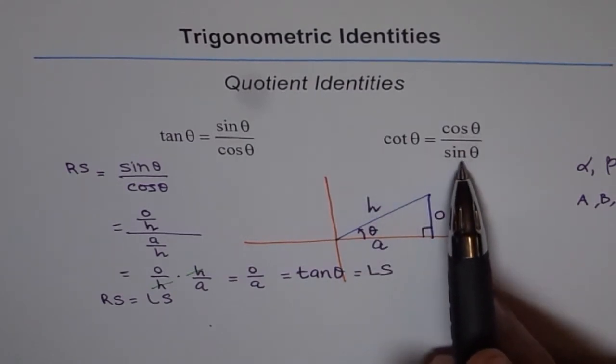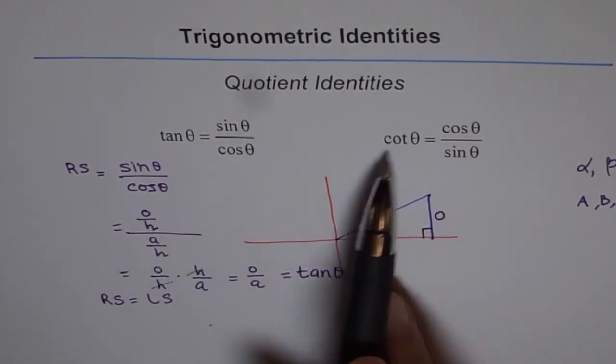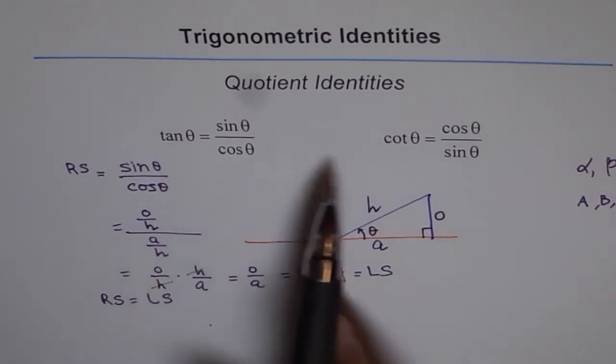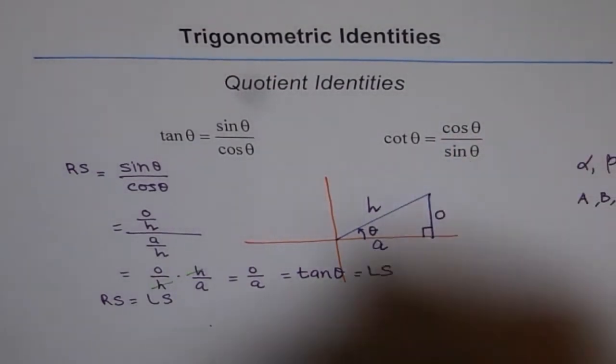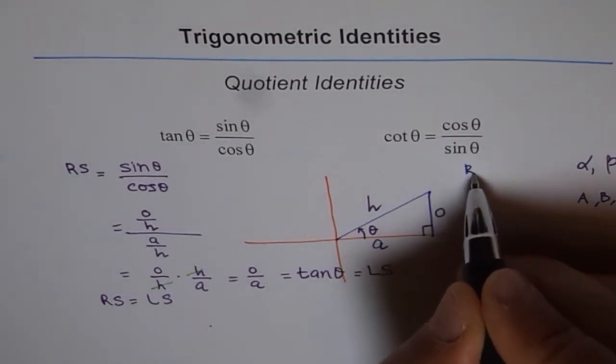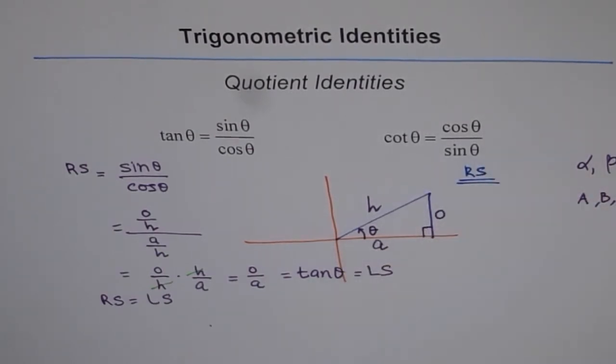Cotangent is cos over sine. Well, we could say cotangent is the reciprocal of tangent, so 1 over tangent will be cos over sine. We could do that, but let's go through the process once again. This time we have cos theta over sine theta, and I'm starting with the right side. Let me draw a line here.